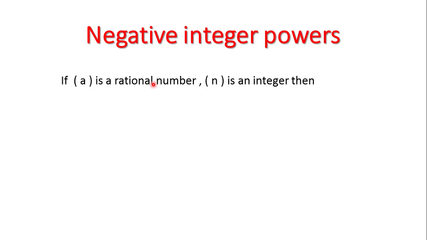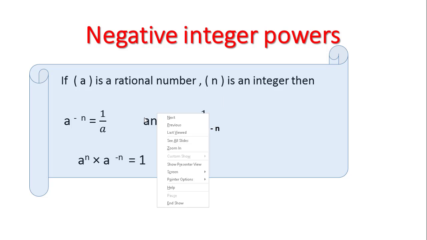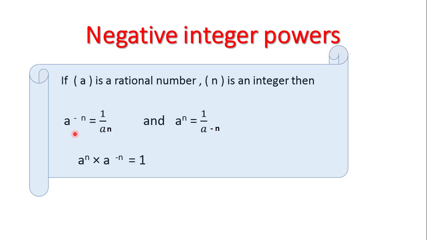If we have any rational number a and an integer n, then a to the power negative n equals 1 over a to the power n. So I'll change the negative to positive and get the reciprocal of the rational number. Also, a to the power n is the same as 1 over a to the power negative n.